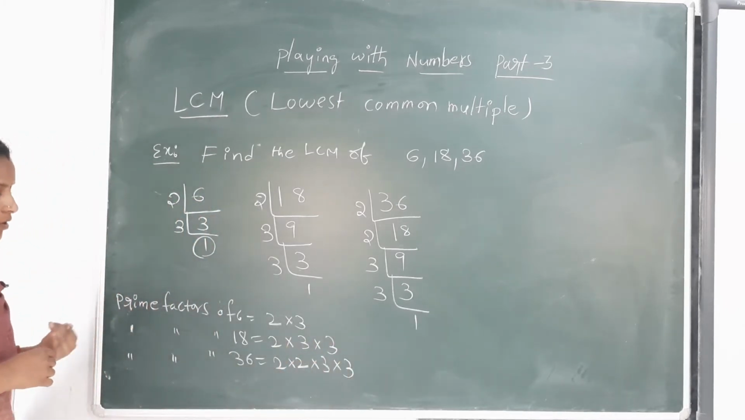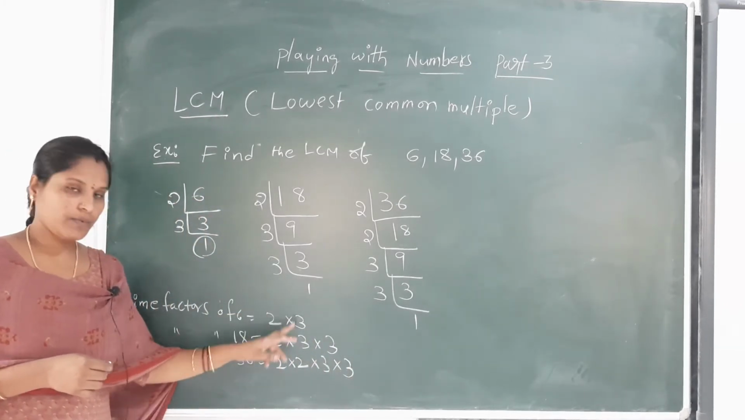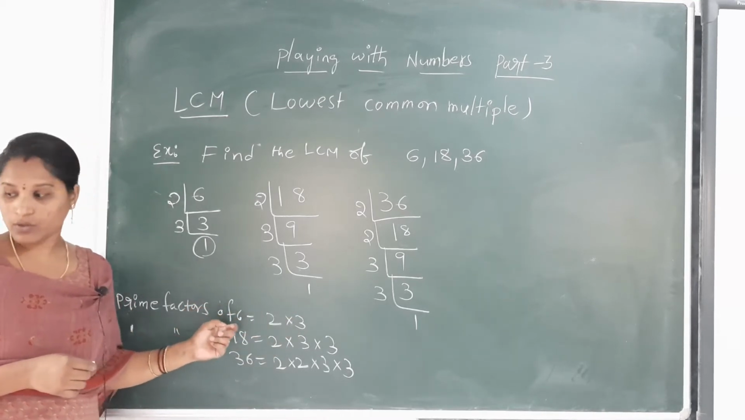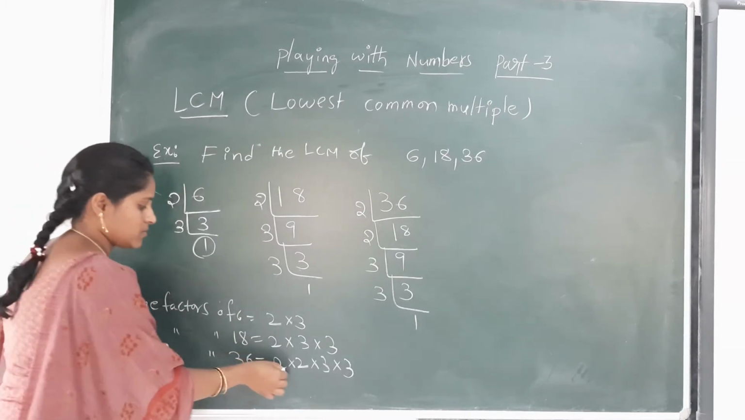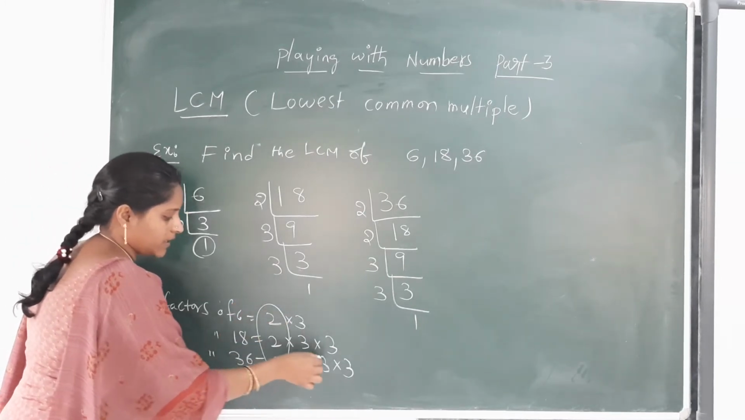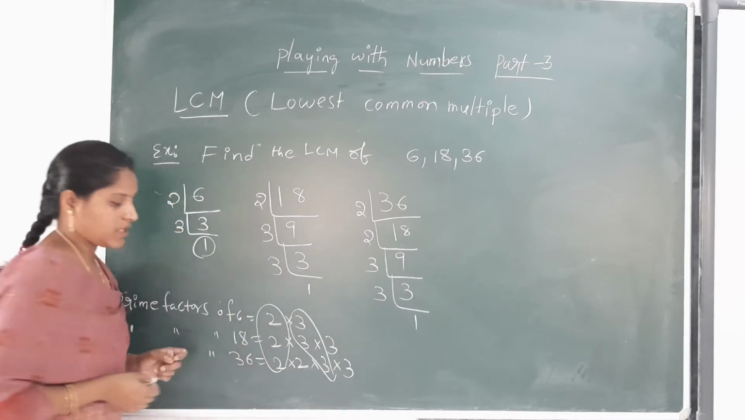Next we are going to encircle the common factors for these 3 numbers. 2 is common here and again 3 is common here.